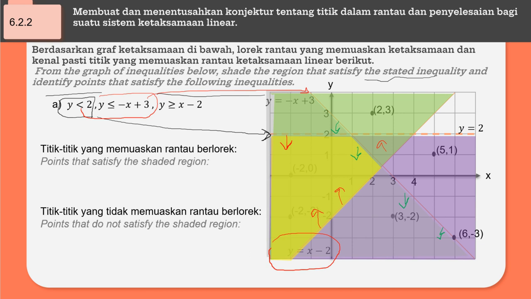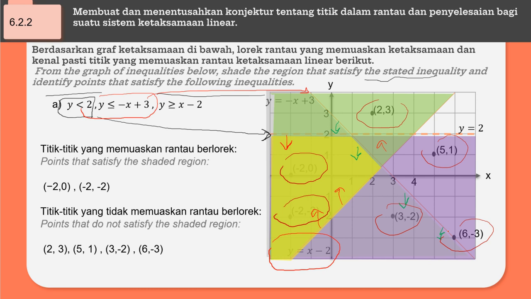So from here, what is the point that satisfy the shaded region? You can see here, although it's not very clear, the first one we have negative 2, 0, and second one we have negative 2, negative 2. And then the points that do not satisfy the shaded region are other points that lie outside the intersection region, the 4 of them.